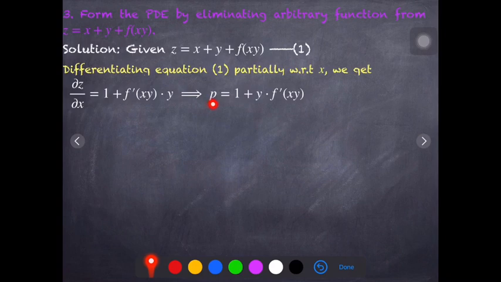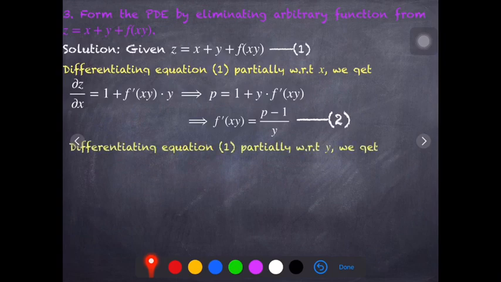In place of 2 we have y, just assume like that. We get f dash of xy into y, and dou z by dou x is p, so p is 1 plus y into f dash. Now simplifying this expression for f dash, we get p minus 1 by y, call that equation number 2.